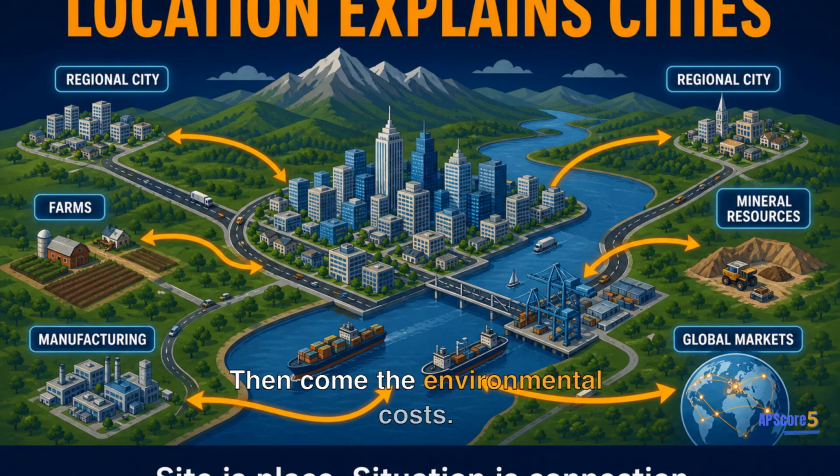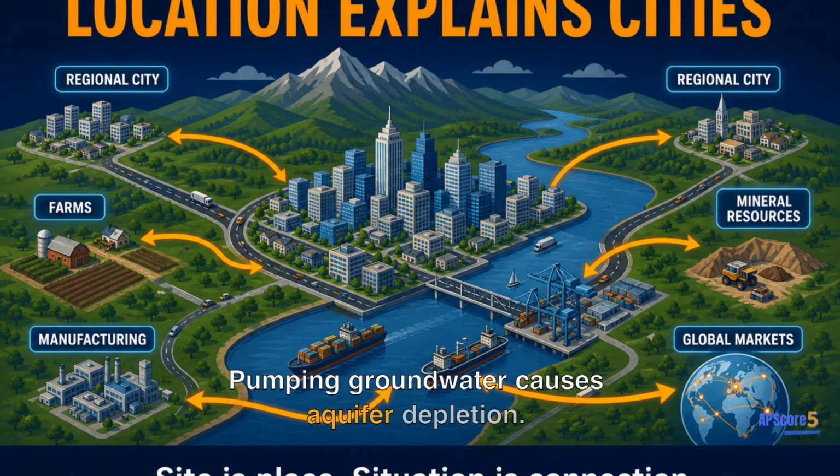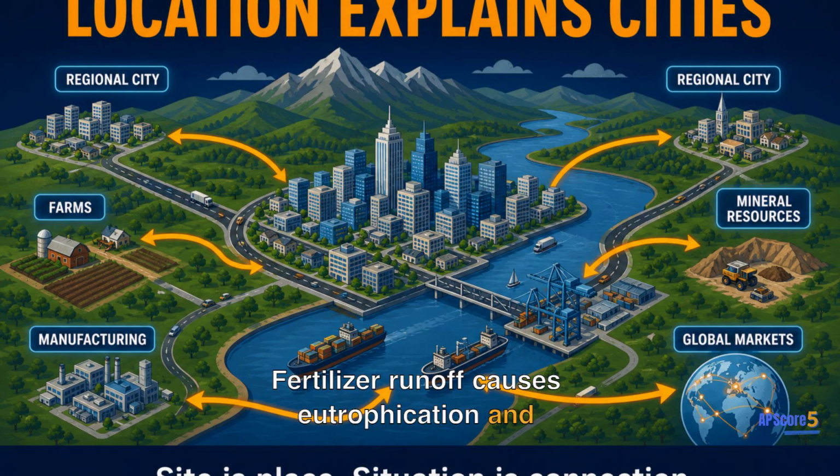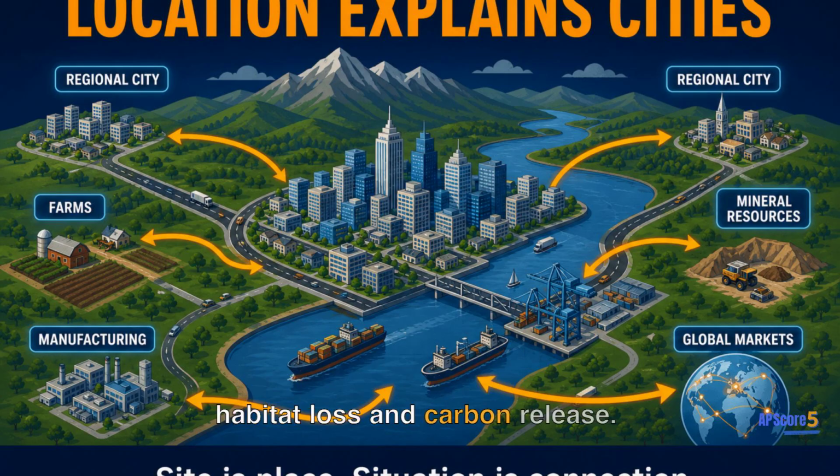Then come the environmental costs. Irrigation in dry climates causes salinization. Bare fields cause soil erosion. Pumping groundwater causes aquifer depletion. Fertilizer runoff causes eutrophication and dead zones. Clearing forests causes habitat loss and carbon release.